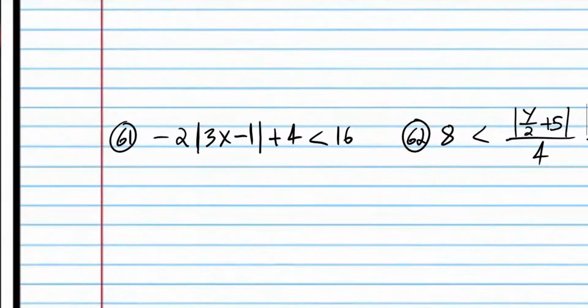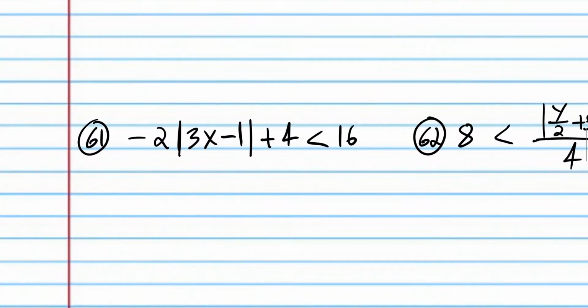All right, we're back. Subtract 4 from both sides, divide both sides by -2, and we get -6, and we have to flip that inequality.